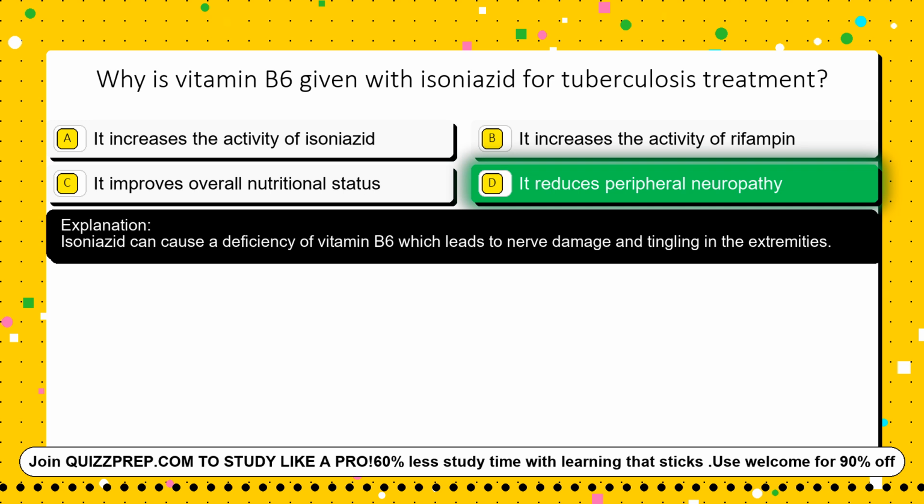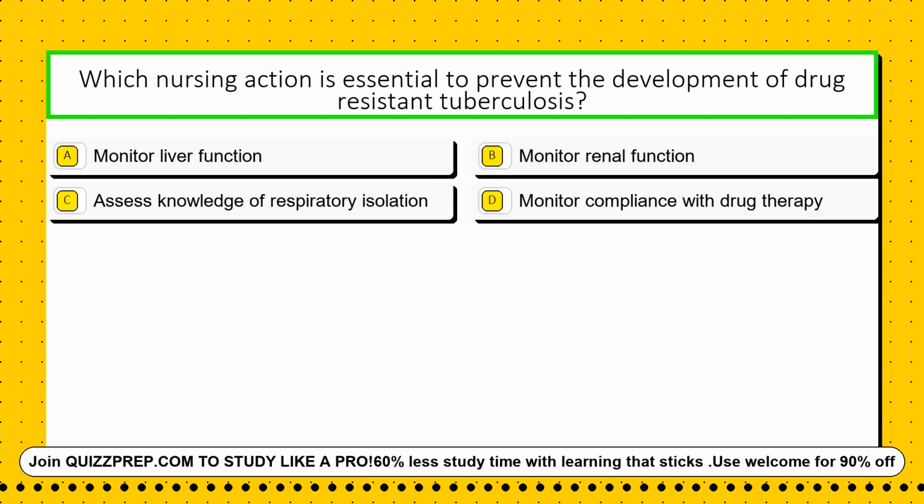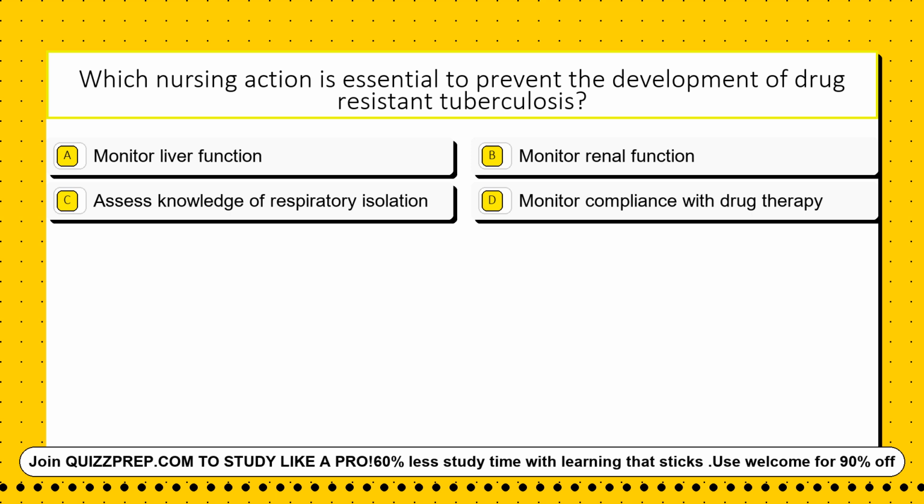the extremities. Question 3. Which nursing action is essential to prevent the development of drug-resistant tuberculosis? Option A, monitor liver function. Option B, monitor renal function. Option C, assess knowledge of respiratory isolation. Option D, monitor compliance with drug therapy.